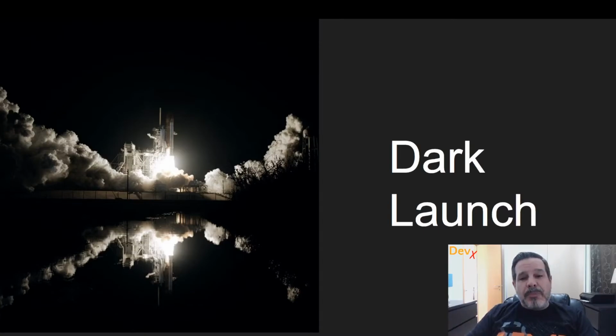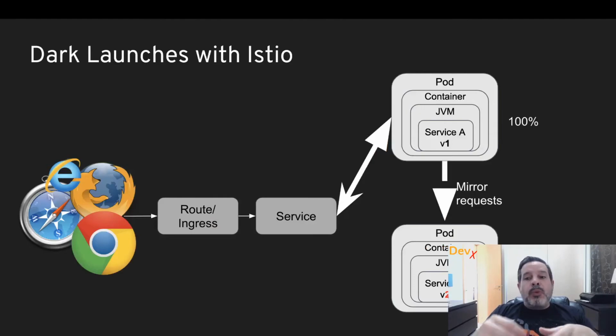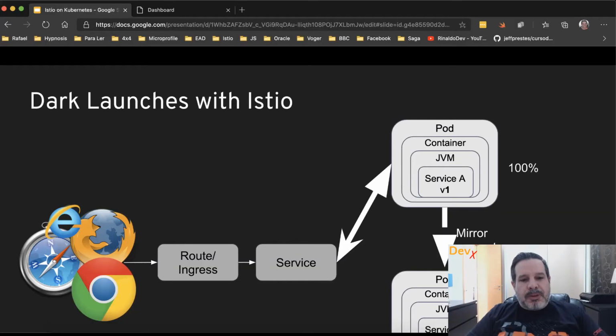Dark launch became very popular when Facebook released Facebook Messenger. Facebook Messenger was placed on production one year before we saw it. How can we do that with Istio? Well, with Istio, we can mirror requests to a version that will receive requests, but the user will never see it. So let's perform a dark launch.